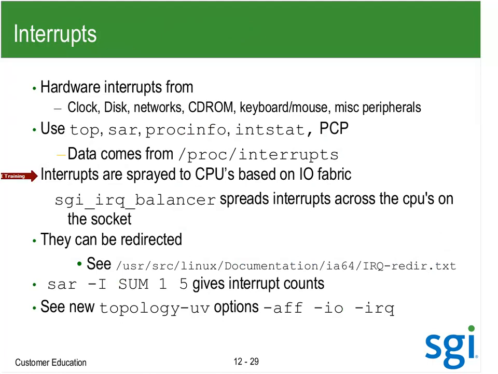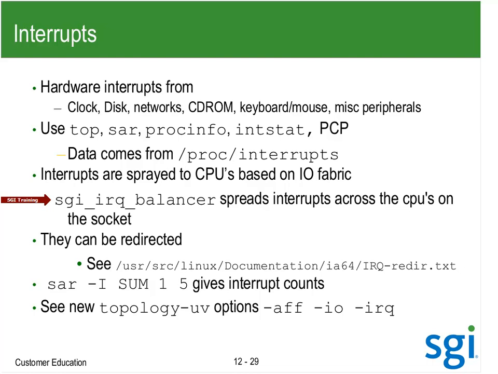Interrupts come in based upon where they're plugged into the fabric. So the way this last site had placed their NICs was round robin across IO hubs, and then they wanted affinity to where those interrupts were coming in and where the data was coming in. Now, we do have something called SGI IRQ balancer that spreads interrupts across CPUs on the socket. Now, this is not used. It does not run in a REACT situation, only in a non-REACT. So REACT does something different. But this is trying to spread the interrupts across the CPUs on the socket rather than pounding on one socket.